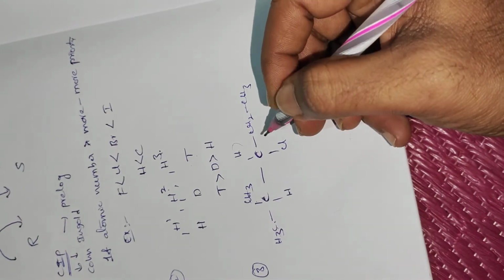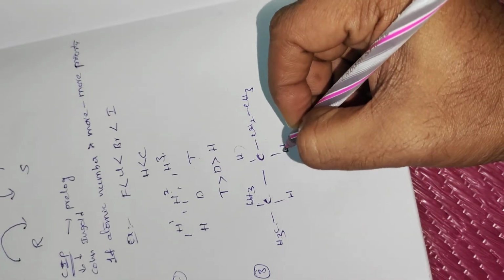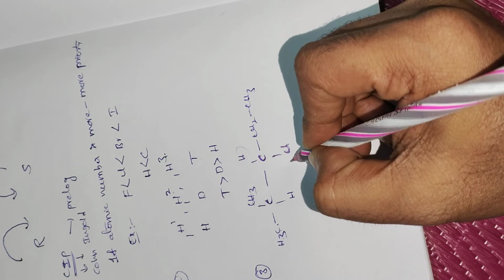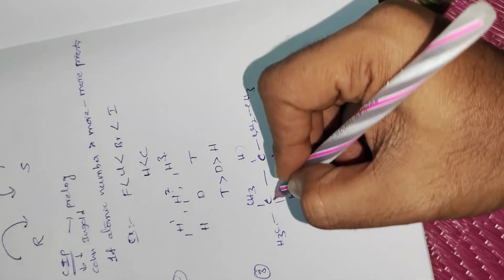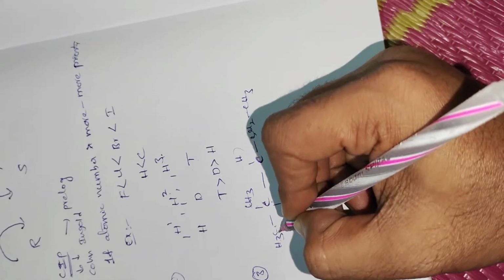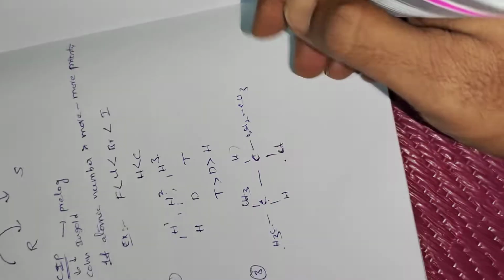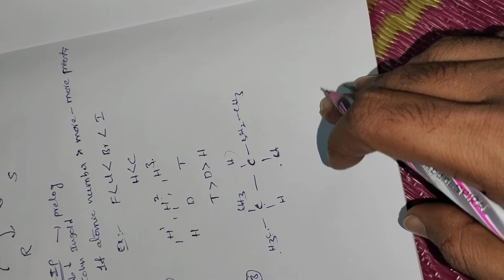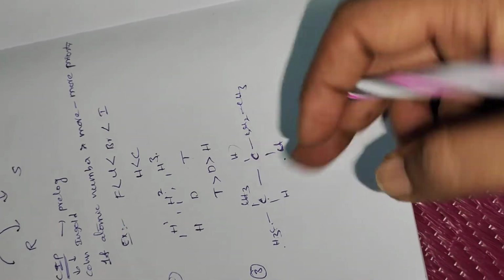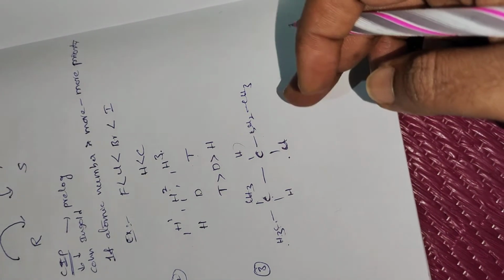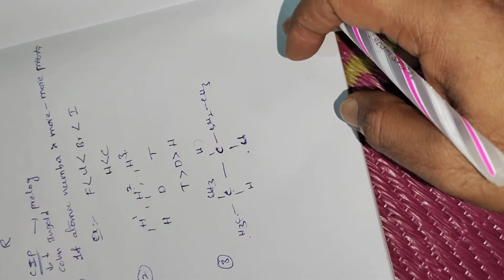How to give the priority order: first, chlorine has the highest atomic number, so we give it first priority. Next, both remaining groups have carbon, so we go to the next atom. Here CH3 is there, and here CH2CH3. Like this you have to give the priority order. If the relative priority of groups is the same, go to the next atom. This is rule number 3.